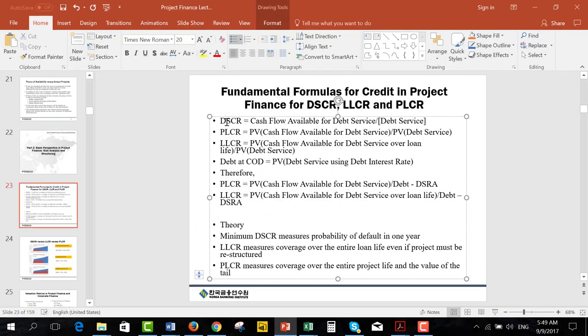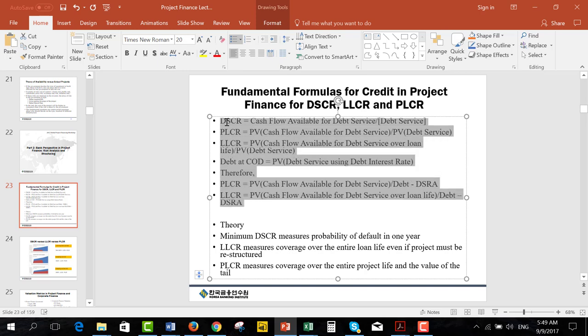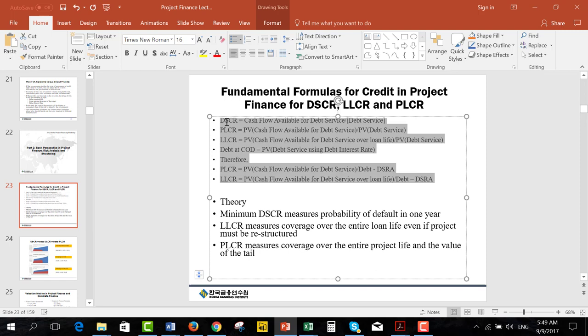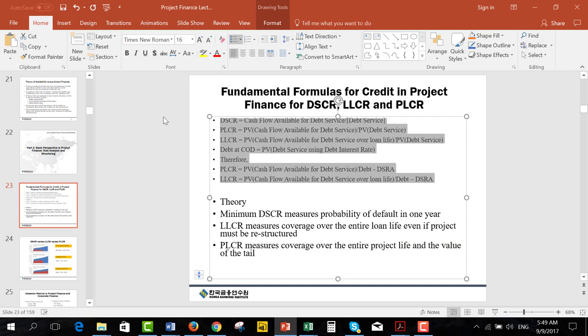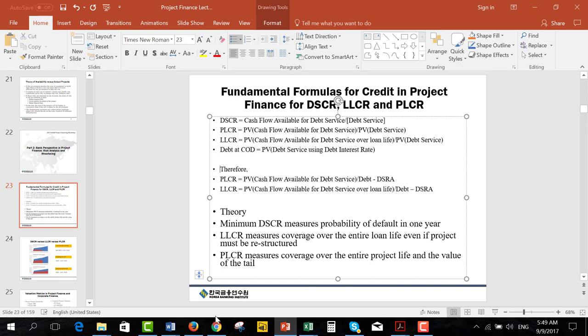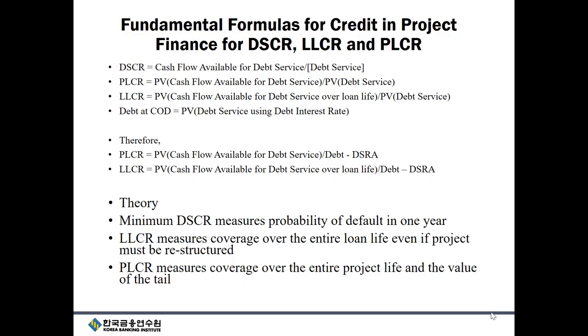I am sorry about this, but I want to see if I can make some of this work. No, I can't get it on one page, really. Maybe I'll leave it like that. Okay. LLCR is the same thing, but we do it over the loan life. And the fundamental formula you really need is that the debt at the COD is equal to the PV of the debt service. I'm doing this while I talk. Then you can say PLCR is debt divided by debt, and then DSRA is like net debt, because DSRA is just cash. It's just like we do in corporate finance.